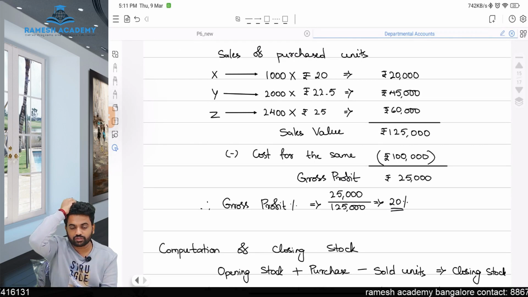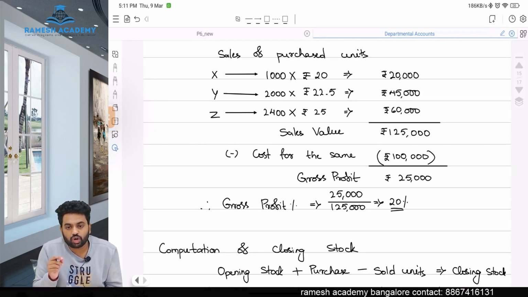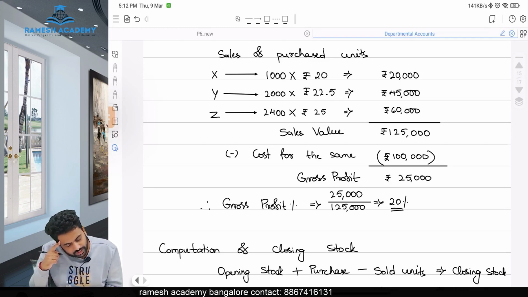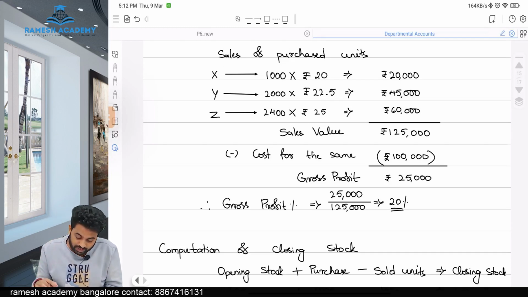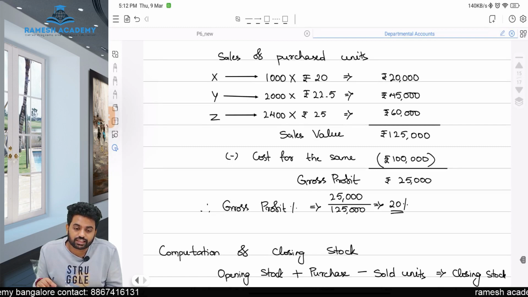You have to find out the gross profit. To find out the gross profit, what do you have to compare? You have to find out the total sales value for the purchased number of units, minus the purchase cost for the purchased number of units. You are going to get the gross profit. Gross profit, if you divide by the sales, you will get the gross profit percentage. From that sales value, if you reduce the gross profit, you are going to get the purchase value. Fine. Is the whole question clear now, people?